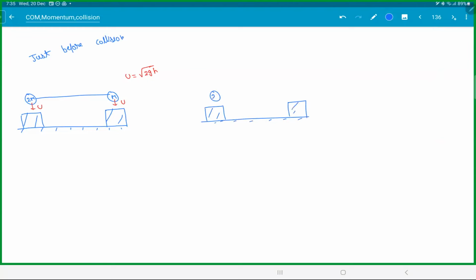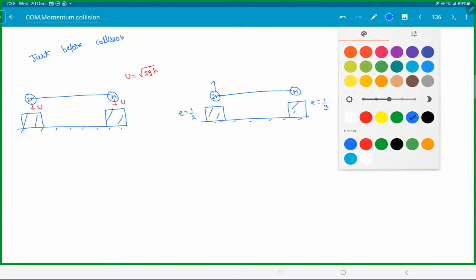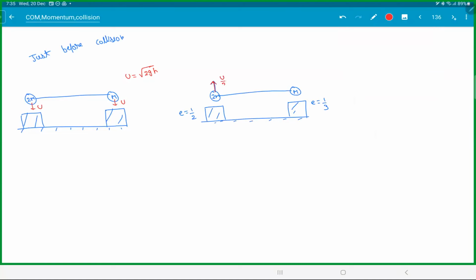So after collision, this 2m, this is m, this bounces with, remember, e is equal to half, e is equal to 1 by 3. So this guy bounces with u by 2, and this guy bounces with u by 3. The center of mass will be somewhere here at a distance of L by 3. So this is VCOM. So velocity of center of mass will be 2m u by 2 plus m u by 3 by total mass.